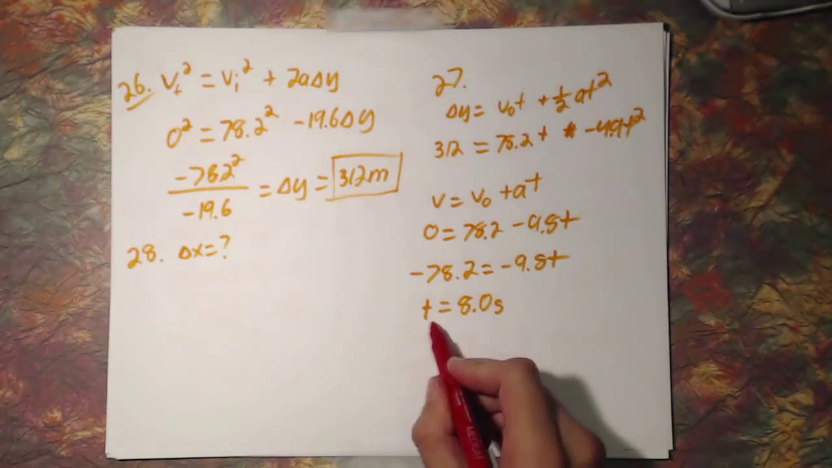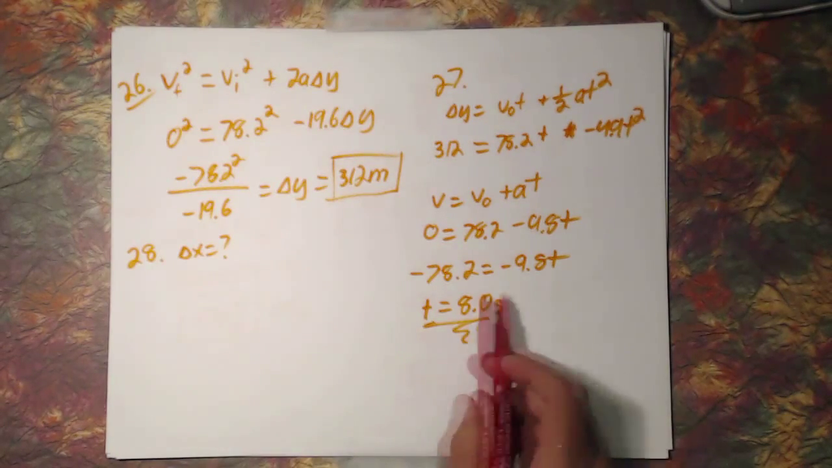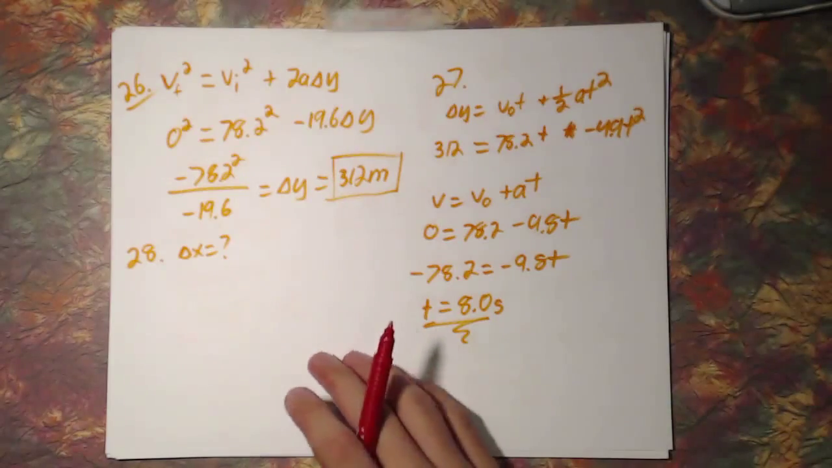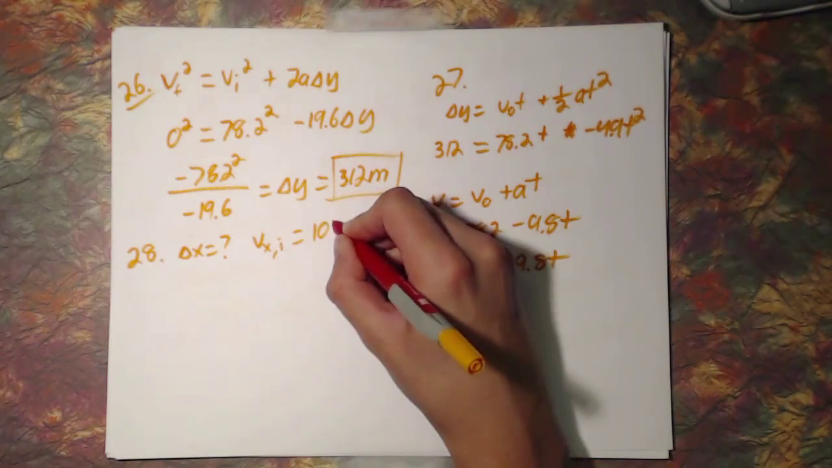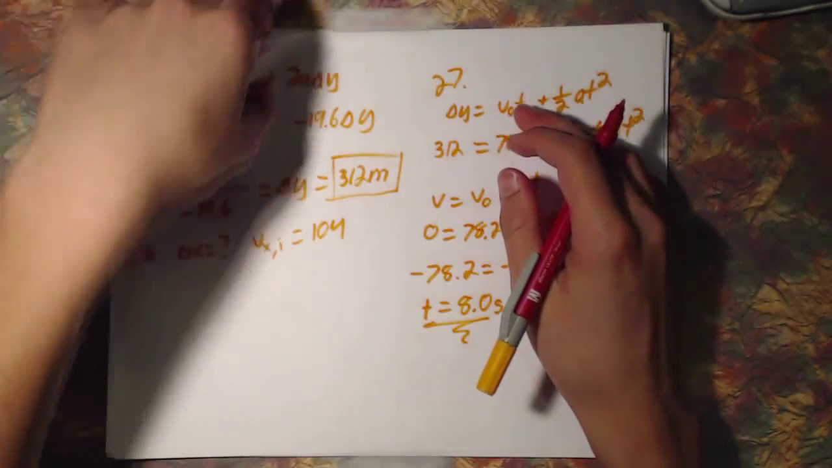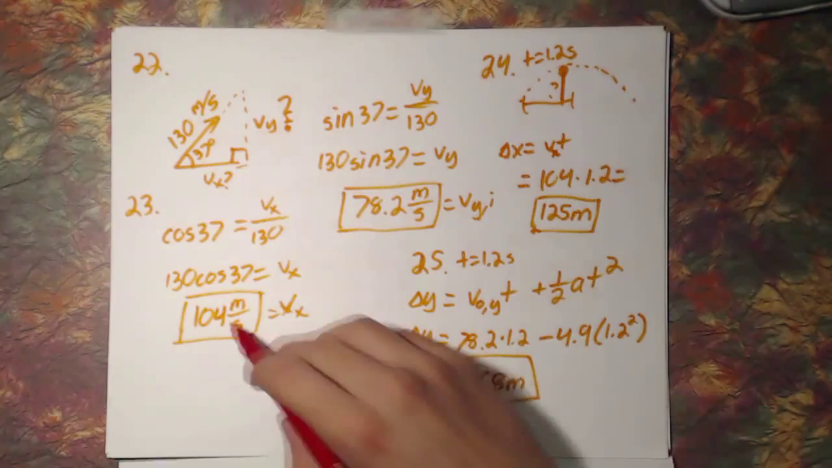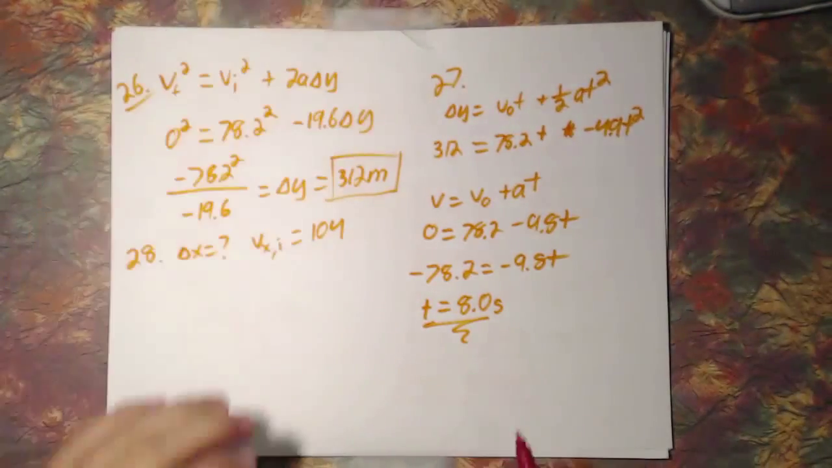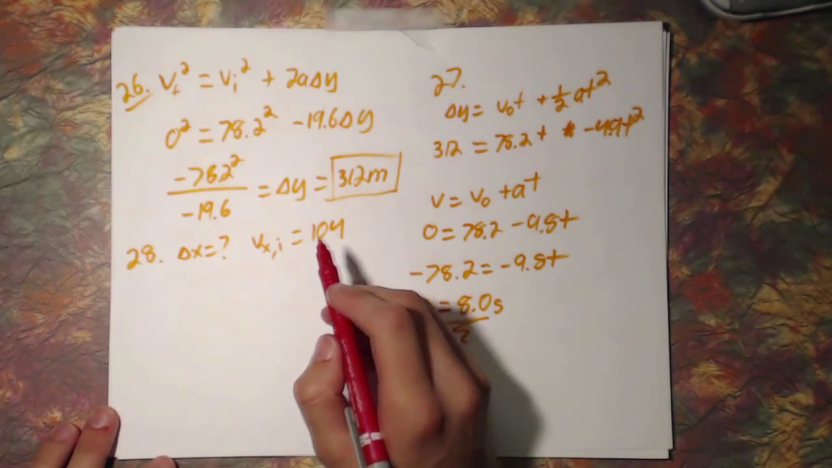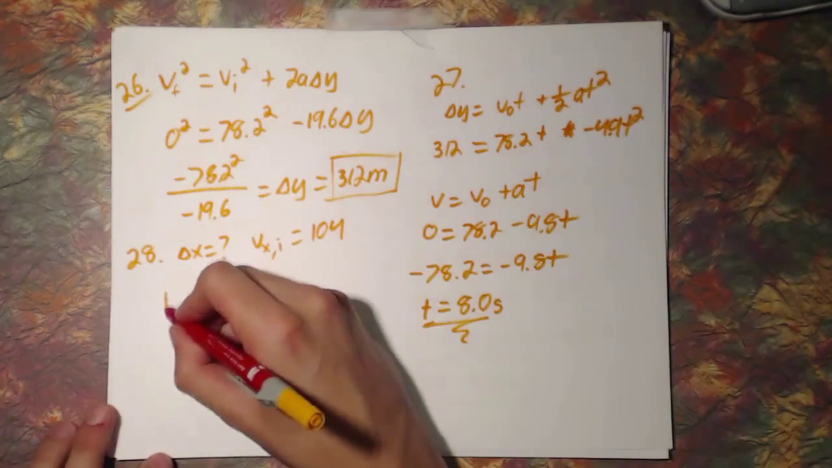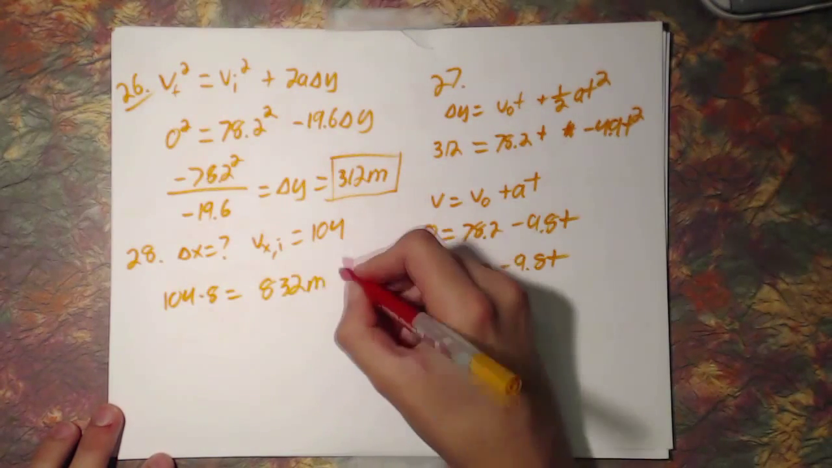So we just calculated that. This is the time it takes the ball to reach its maximum height. So basically it's asking for delta x after this amount of time, which is really easy because you just take your initial x velocity, which we said was 104. We calculated that back here. So you just want to take your initial x velocity and multiply it by your time. So 104 times 8, and you get 832 meters.